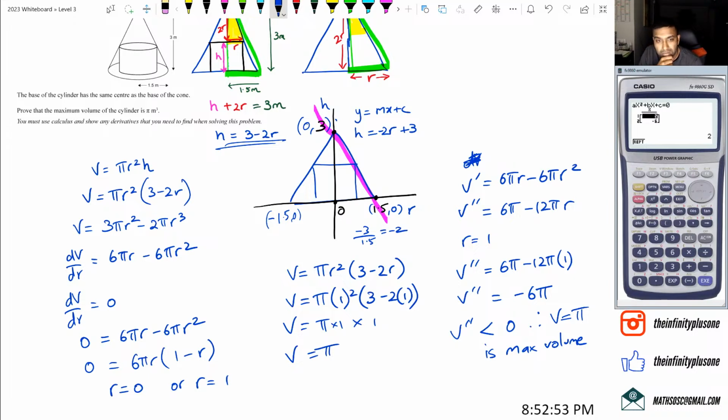Because you have to remember, radius is positive, right? Which means you don't actually look at the other side of it, because on the other side, I'm talking about this side here, all the radii are actually negative. So we're not actually going to use that side. You have to use the positive side of the radius.